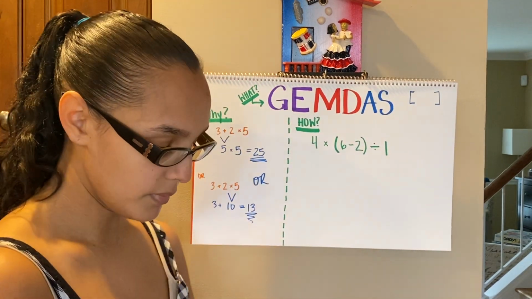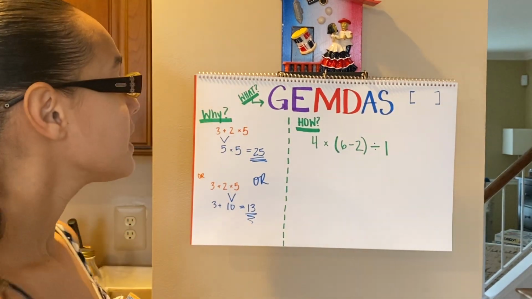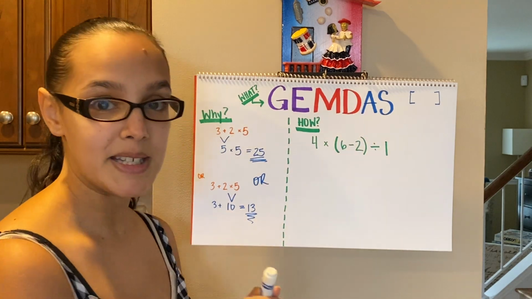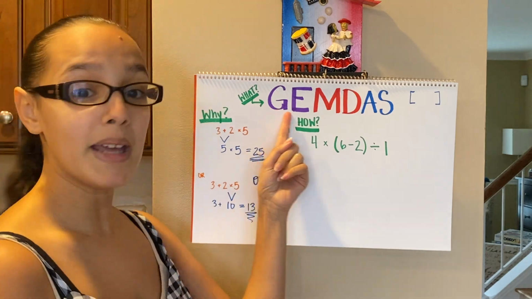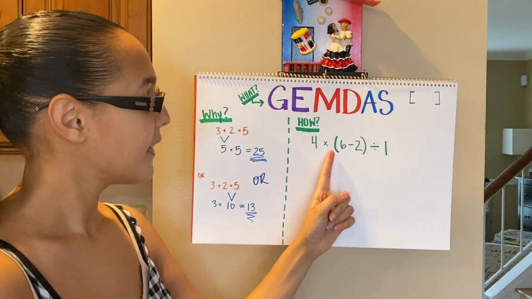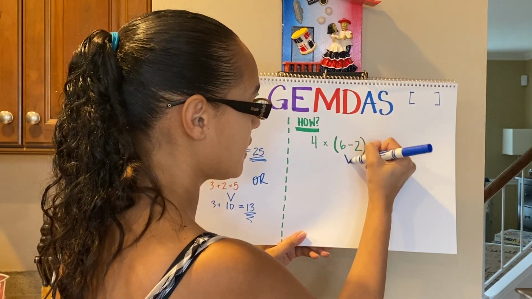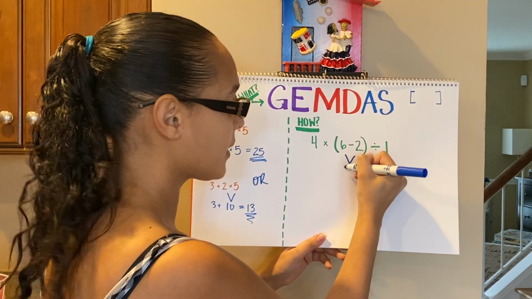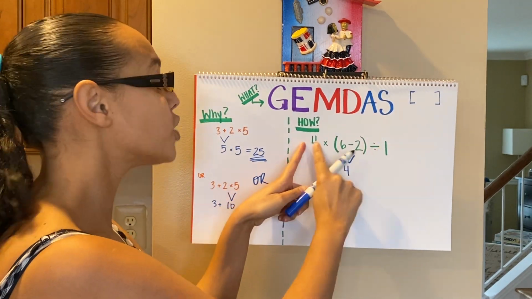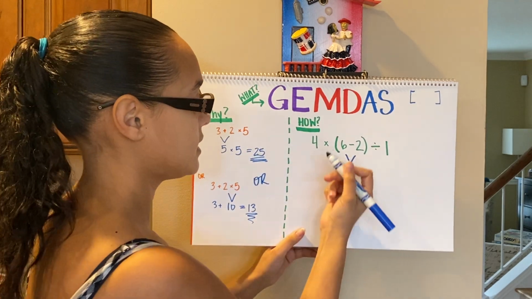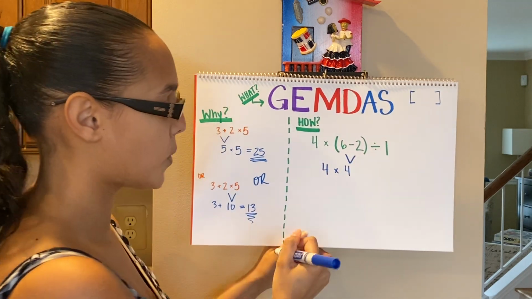Okay. I know this looks like it's confusing, there's a lot going on, but if you write down GEMDAS, I promise it helps every time you're solving a problem. So, start at the beginning. Do we have any groupings? Yes. I see 6 minus 2 in parentheses. So I'm going to solve 6 minus 2, that's 4. But now I'm also going to rewrite the rest of the problem. Don't try to solve it all at once. So if I bring down the rest of it, it's 4 times 4 divided by 1.